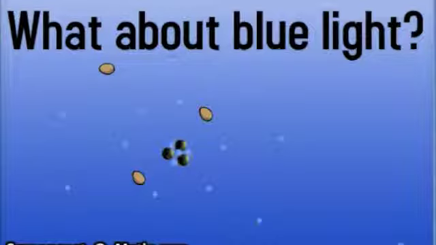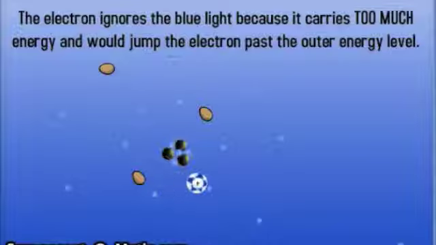Now what about blue light? A little bit more energy. The electron ignores the blue light because it carries too much energy and would jump the electron past the outer energy level.